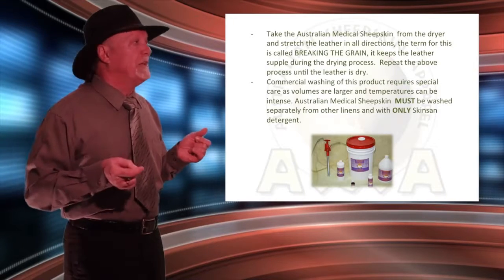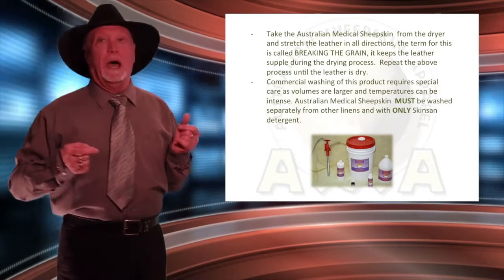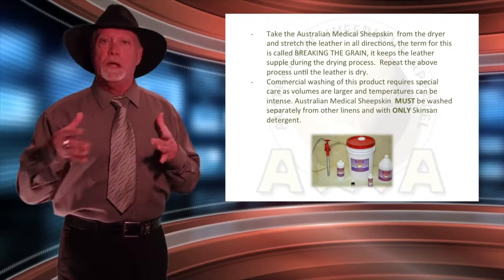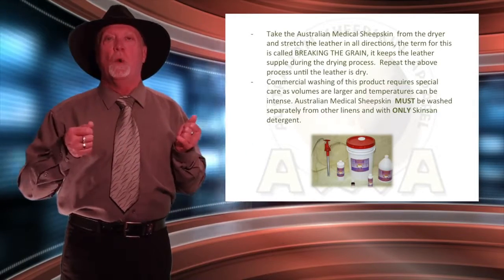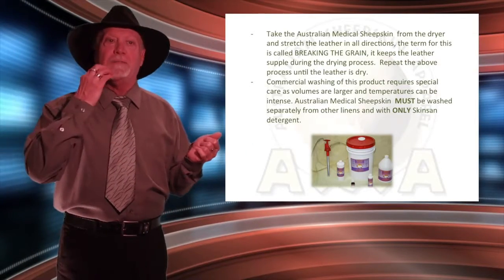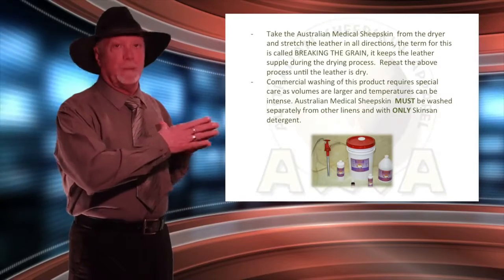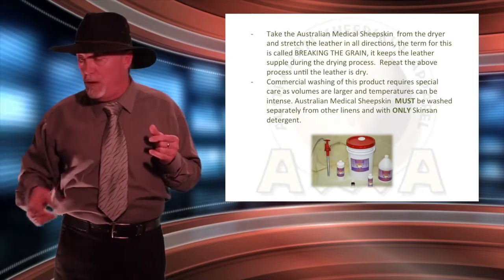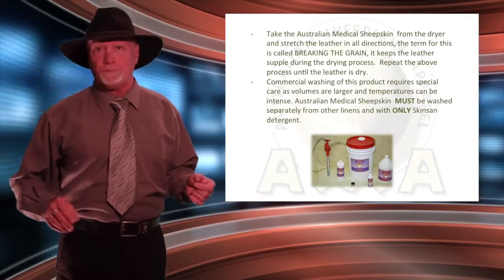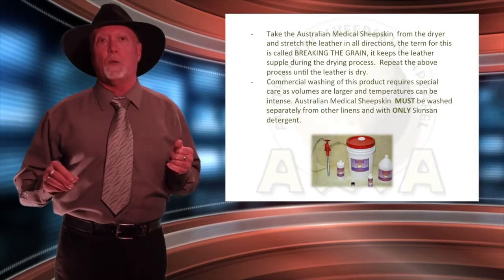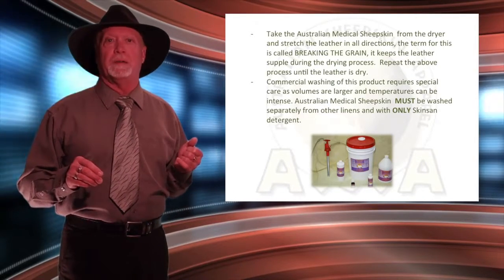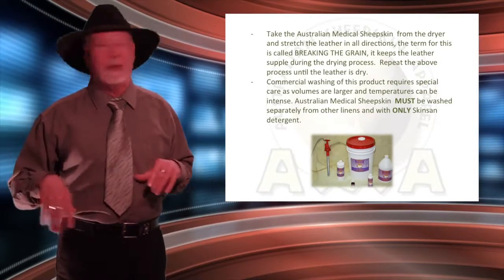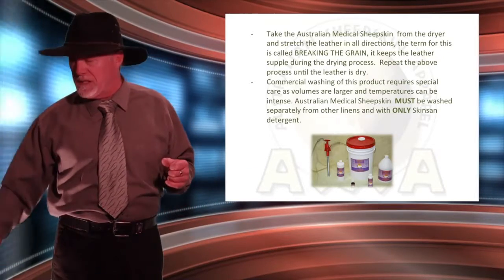When we're washing in commercial type settings, the volumes are going to be larger and the temperatures can be more intense. So we need to be very, very careful in commercial settings as to what temperatures are being utilised. And if you are thermally disinfecting, you want to disinfect between 60 to 80 degrees centigrade, and with the Skin Sand detergent as well. You can see down here at the bottom that there's a number of different quantities available, from the 250ml bottles of detergent to 1 litre to 4 litre, and then to the 20 litre drum with the pump that you can see there.